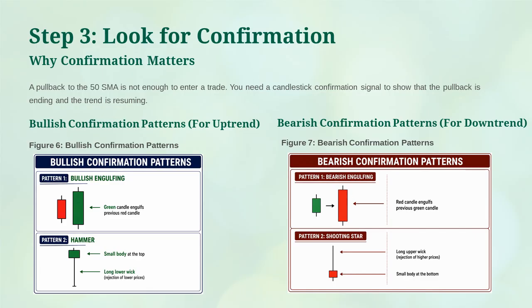These patterns tell us the pullback has ended and price is about to resume its trend. Wait for the candle to close. Don't enter on the open. Enter when the candle closes, confirming the pattern. Now we put it all together. When all conditions are met, we enter the trade.